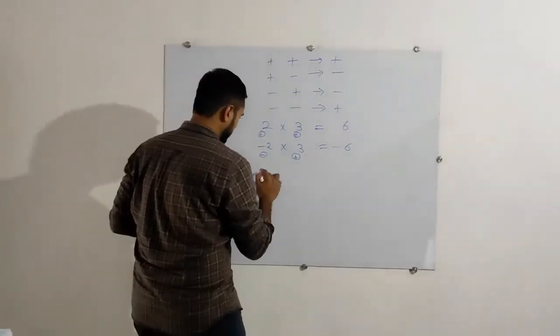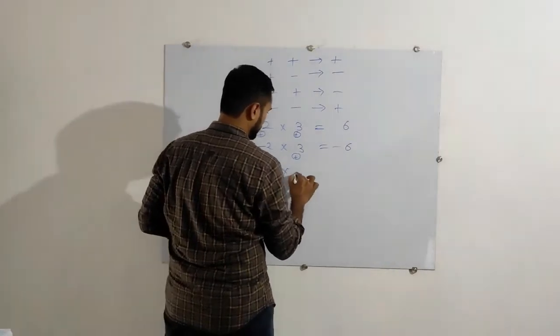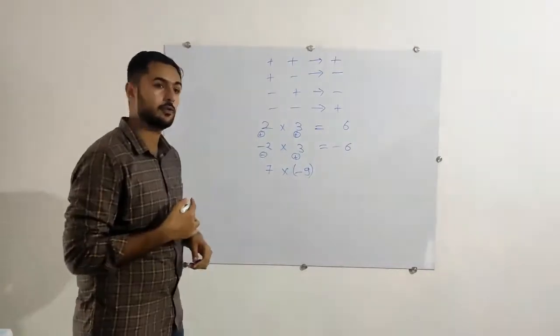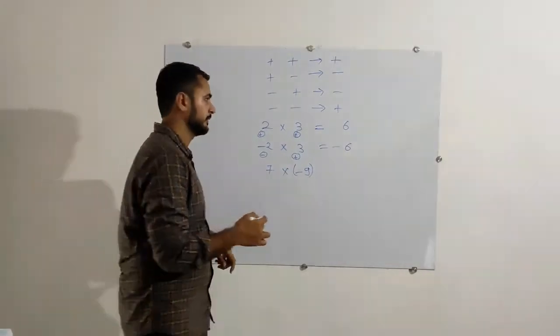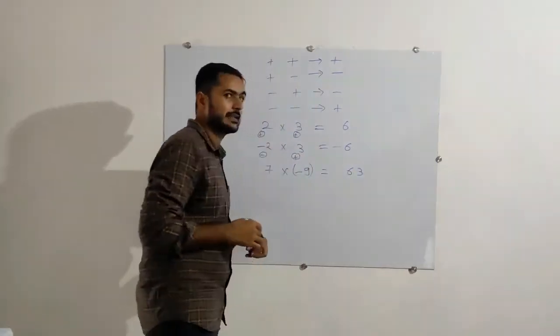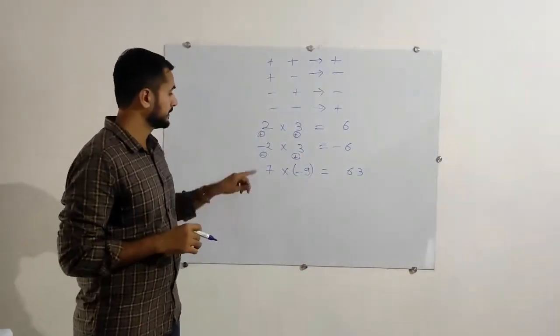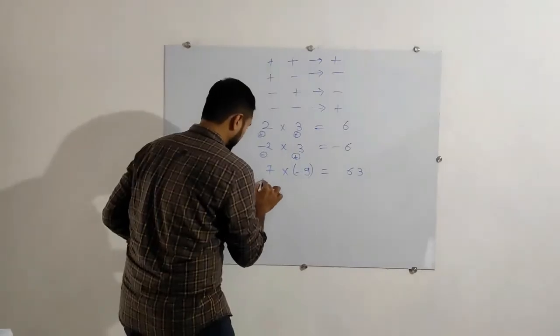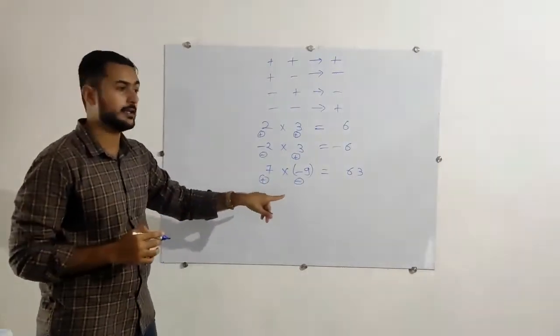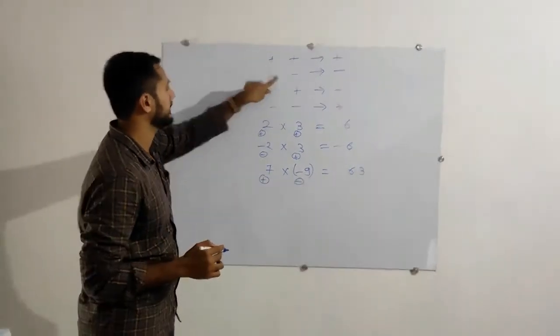Same. One more example. 7 multiplied by minus 9. Okay, 7 9s are 63. But again, what I will do, I will just identify the sign over there. Plus and minus. Okay. So plus minus.